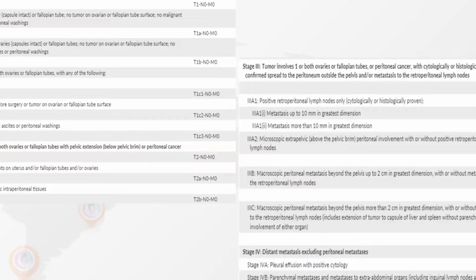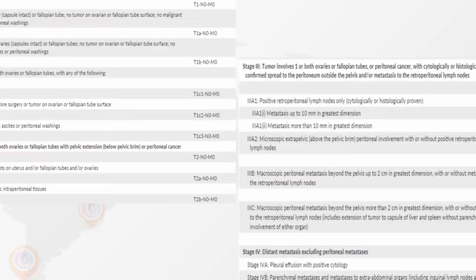So always remember, the first stage is localized disease. So if it is ovarian cancer, that means the first stage is confined to the ovaries or the fallopian tube. Accordingly, they have divided it into 3 stages. 1A, where it is limited to one ovary or fallopian tube with no tumor on the ovarian surface or the fallopian tube surface, no malignant cells in ascites or peritoneal washings.